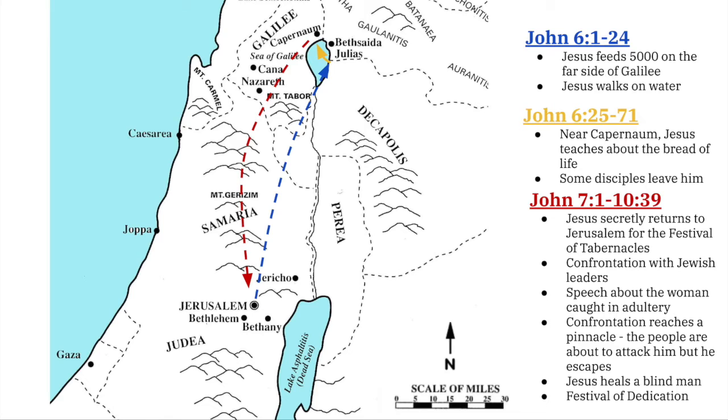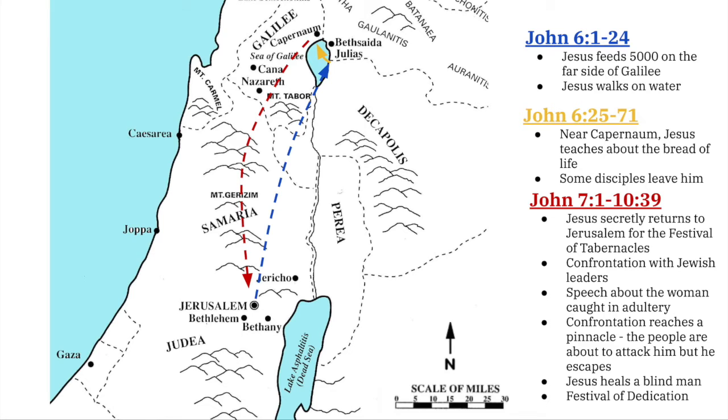And then he heads down to Jerusalem from chapter 7 all the way towards the end of chapter 10. So it's a really long period of time that Jesus is down there, and it's basically one complete story. There's really not any major breaks in time.